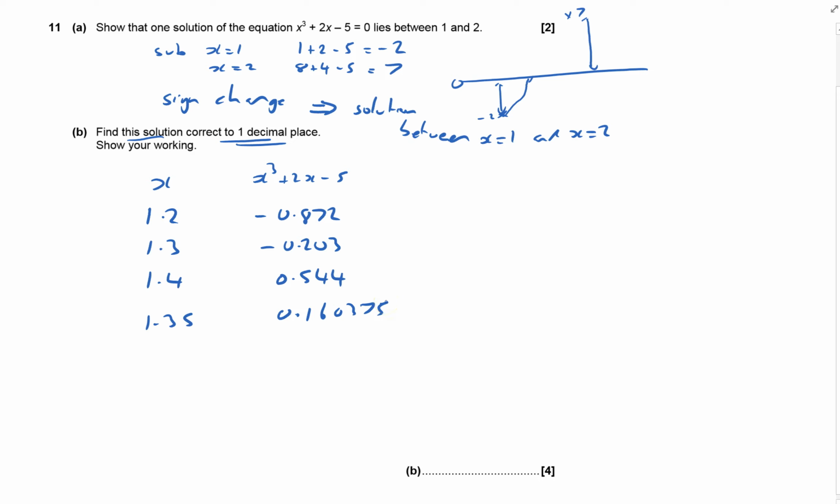I put in 1.35, I get 0.160375. And that means, if I look at it, that's negative and that's positive. So it must be somewhere between those, because it'll go from a negative up to a positive, and somewhere there it'll be 0 between those. So it's got to lie between 1.3 and 1.35, and therefore my answer must be 1.3 to one decimal place, because it's got to be less than 1.35, so it could be 1.34, and 1.34 would round down to 1.3. So my answer is 1.3, and that's 11 done.